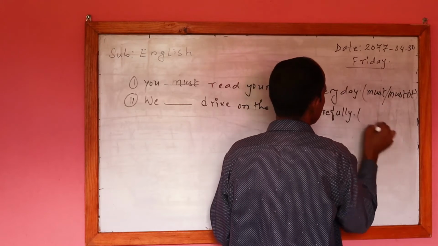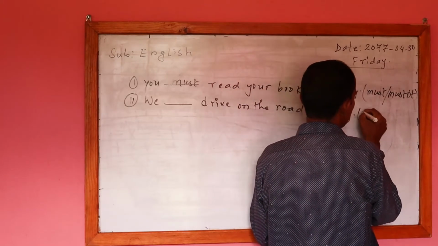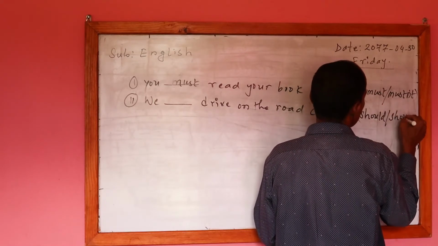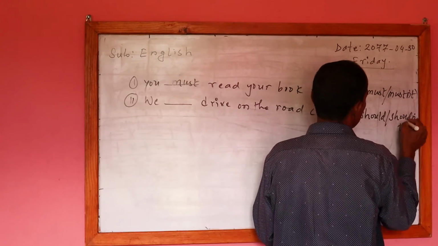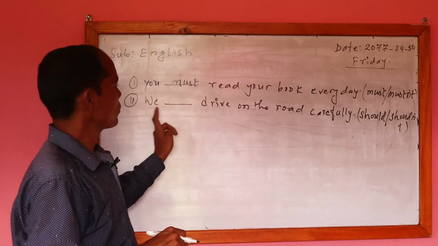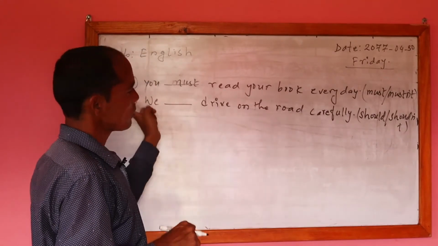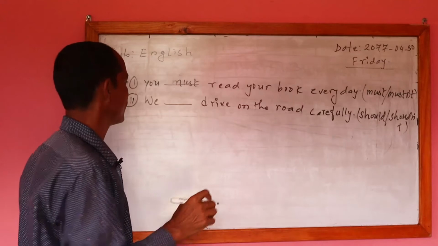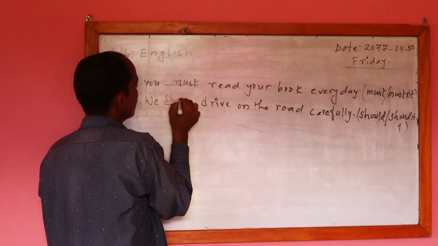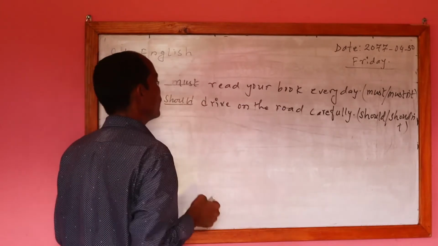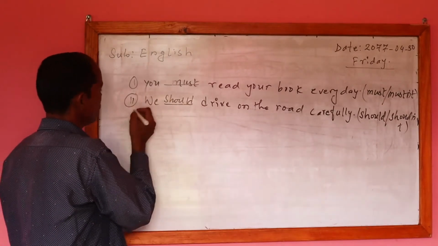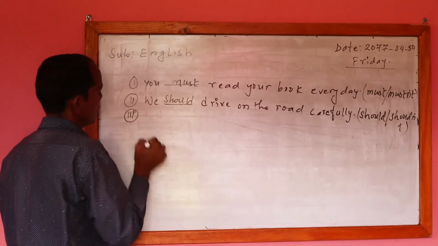If such a sentence is given, and there is should or should not, what can be correct here? Let's see here. We should drive on the road carefully, or we should not drive on the road carefully. We should drive on the road carefully. Yes, like this way we can fill. Similarly, we can create other sentences ourselves.